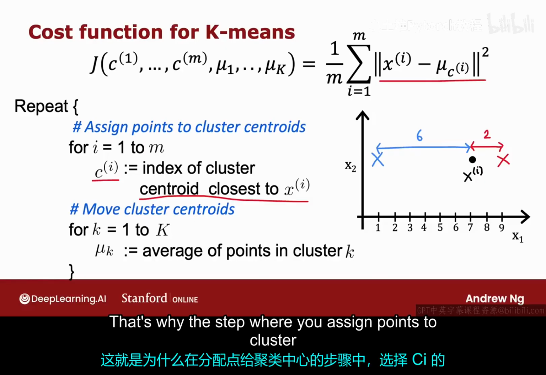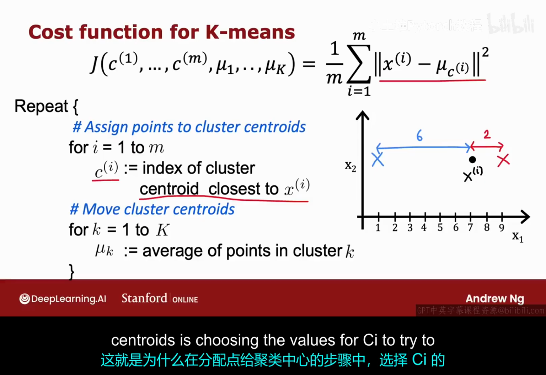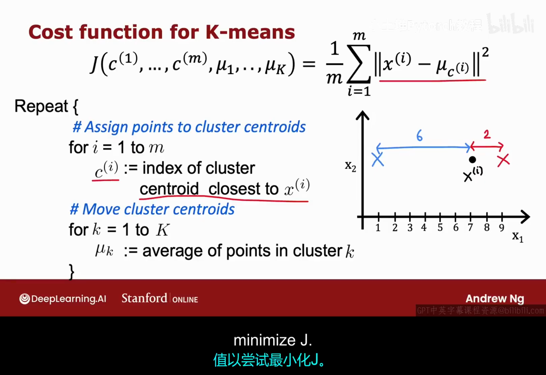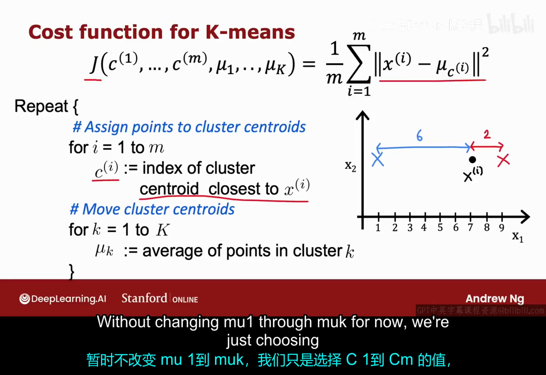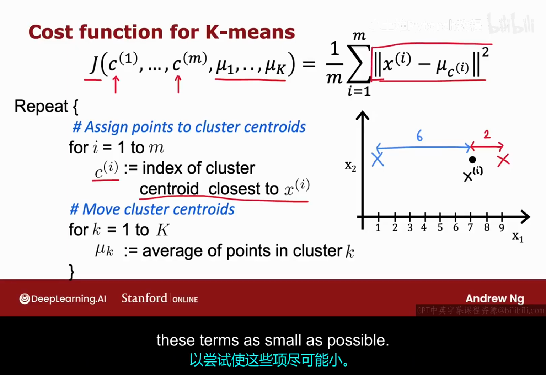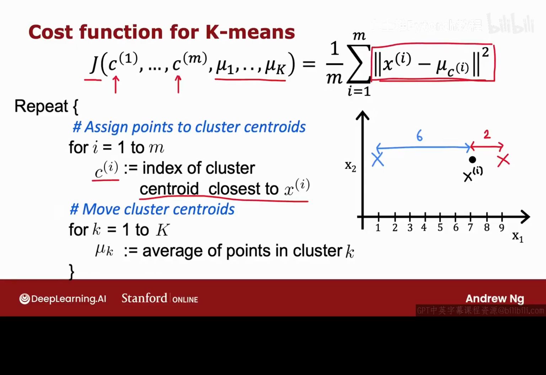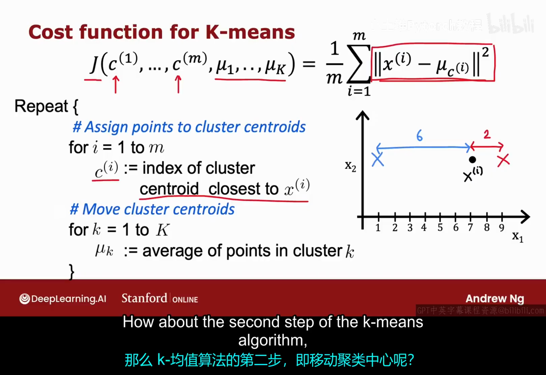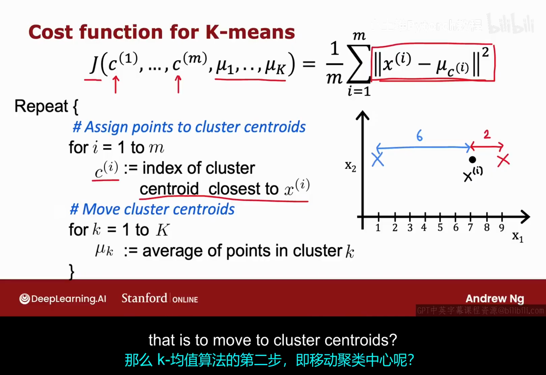So that's why the step where you assign points to cluster centroids is choosing the values for Ci to try to minimize J without changing mu1 through mu k for now, but just choosing the values of C1 through Cm to try to make these terms as small as possible. How about the second step of the k-means algorithm? That is to move the cluster centroids.